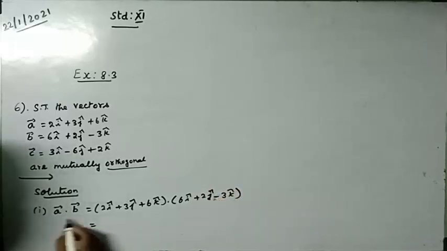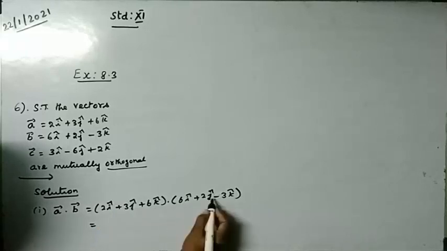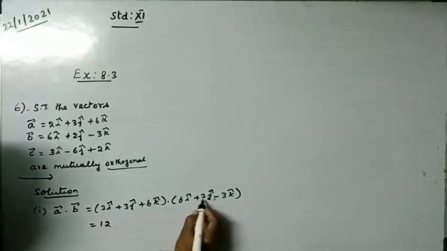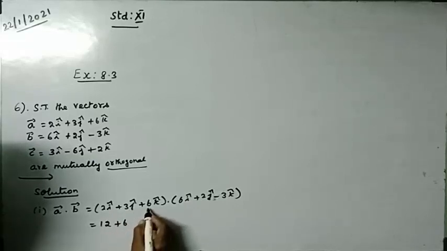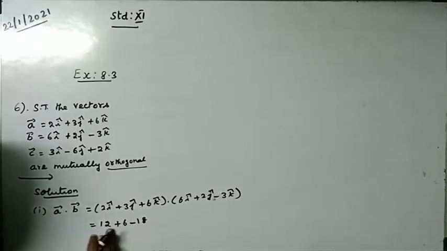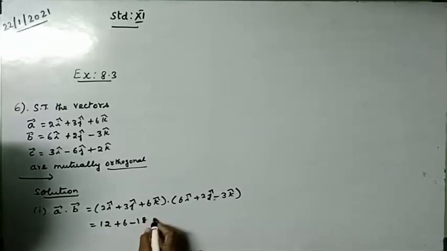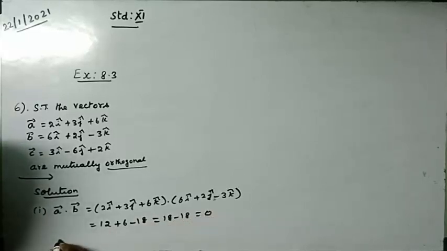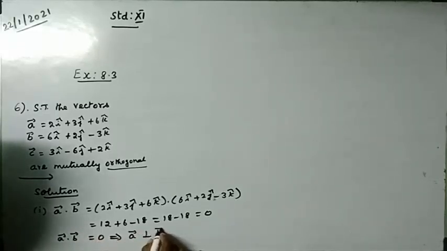So dot product எப்படி find out பண்றது? Only multiply the coefficients. 2 into 6 is 12, 3 into 2 is 6, plus 6 into minus 3 is minus 18. So 12 plus 6 is 18, 18 minus 18 is equal to 0. So what do you get as the answer? A dot B is equal to 0, which implies A vector is perpendicular to B vector.